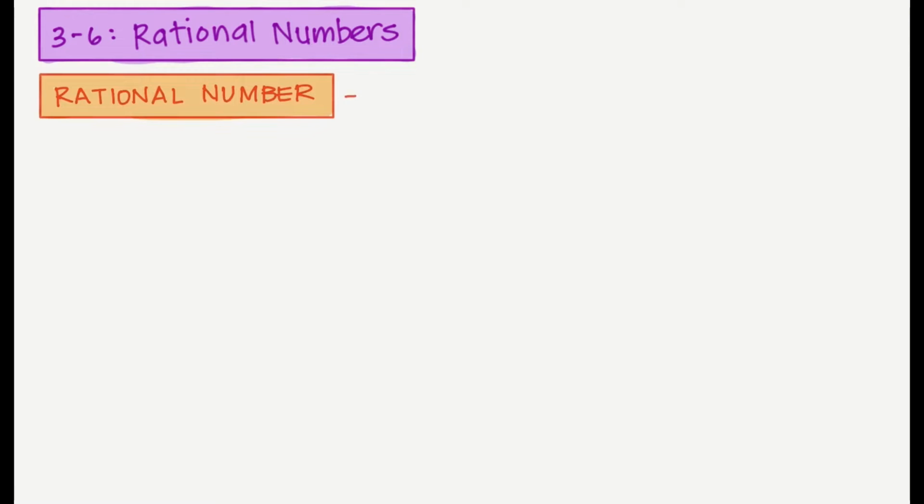Hello class, this is lesson 3-6 in your textbook, all about rational numbers. So hopefully you remember what a rational number is. It's different than a whole number or an integer. It is any number that can be written as a fraction.